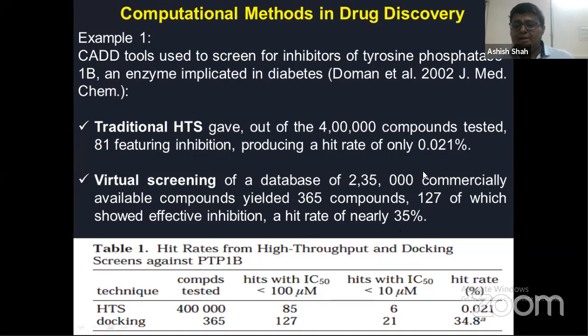So you can see the direct comparison with the conventional method. This example gives you a clear-cut idea why one should adopt in silico drug design techniques. Not only is cost a concern, it also increases the success ratio. We are not claiming this drug has reached the market, but see the success ratio. With the traditional method you are getting only about 0.021%, and here 34.8%, near about 35%. So why not adopt this approach?